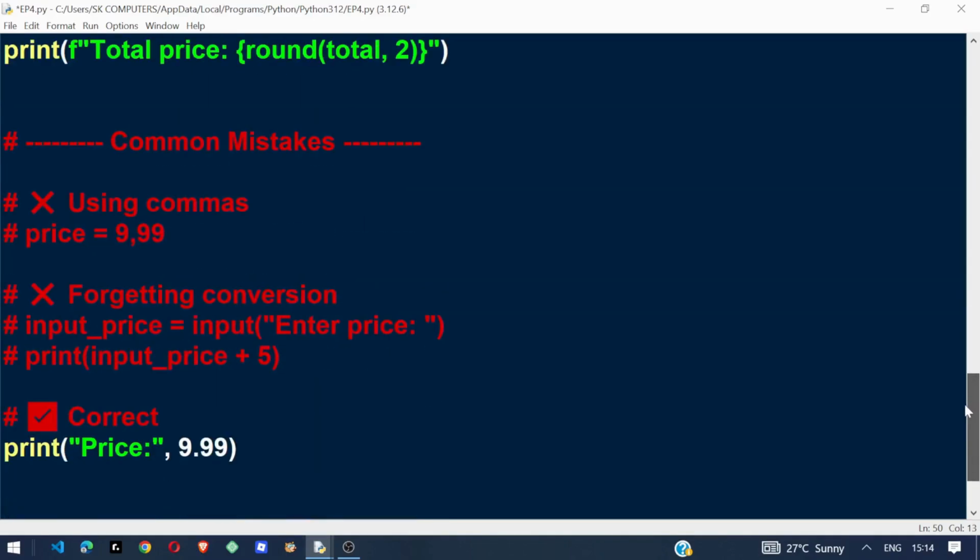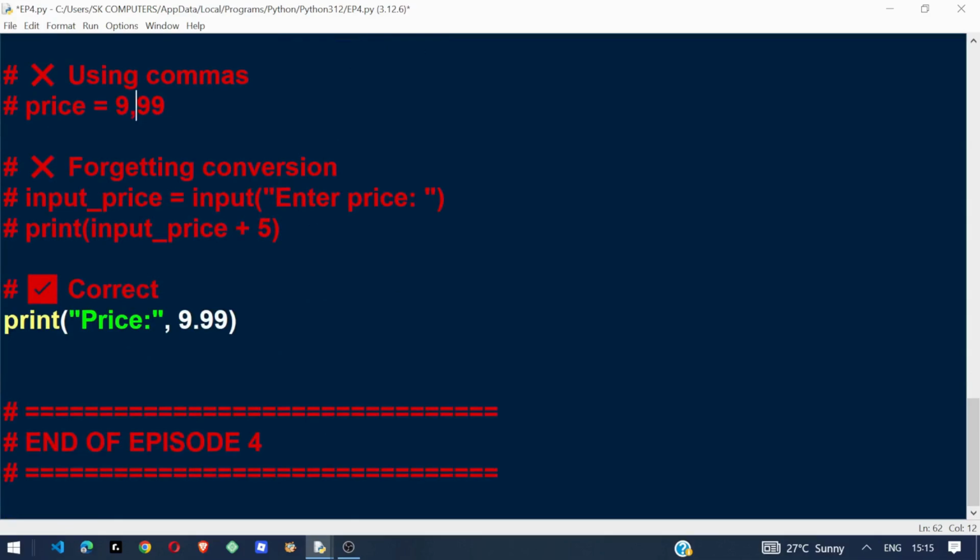These are some of the common mistakes. For example, you use commas here. It's supposed to be a point like this, but most people don't understand that and treat it as simple as that.